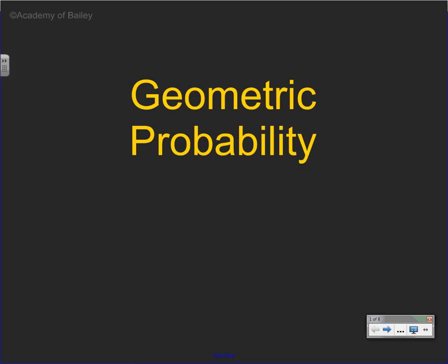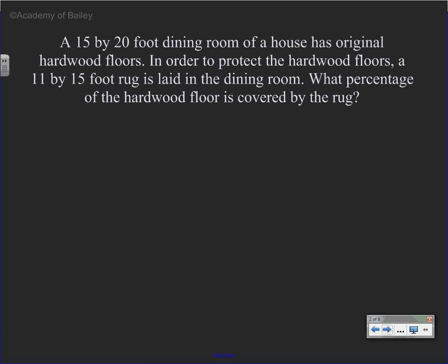Hey, we have a lesson here for you on geometric probability. Geometric probability is where we find the probability of things happening or things not happening using geometric shapes.